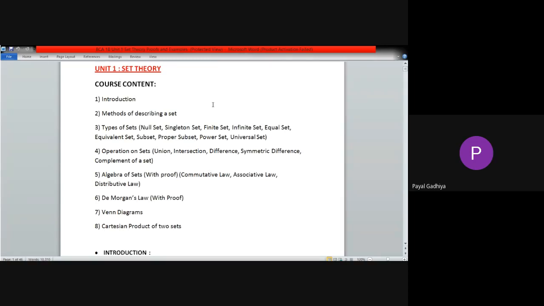Is a combination of elements. Then, a group of numbers or variables. Yes, you can say that.